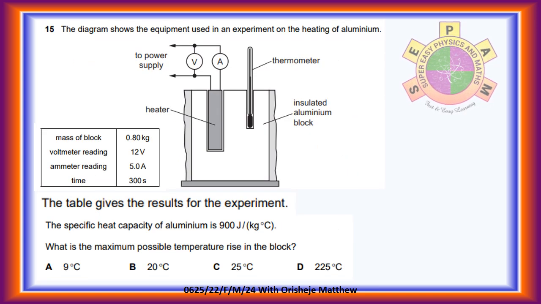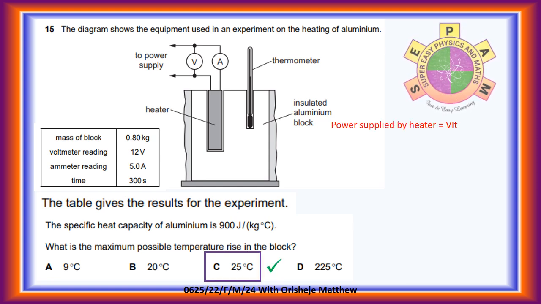Question 15. The diagram shows the equipment used in an experiment on the heating of aluminium. The table gives the results for the experiment. The specific heat capacity of aluminium is 900 joules per kilogram degree Celsius. What is the maximum possible temperature rise in the block? Heat supplied by heater is equal to heat gained by aluminium block. Energy supplied by heater is the product of voltage, current and time, which is equal to 12 volts times 5 amperes times 300 seconds to give 18,000 joules.